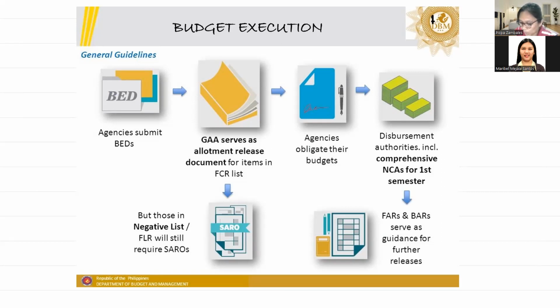Okay, so upon submission of the budget execution documents, the General Appropriation Act serves as allotment release documents for items in the FCR, or FCR means for comprehensive release. So after the BEDs, the DBM formulates the allotment release program. So, the allotment release program, there is an appropriation, right? So, next, we will program how we are going to release the funds. Okay, but before that, maybe I'll stop here and continue on the next session. Okay?